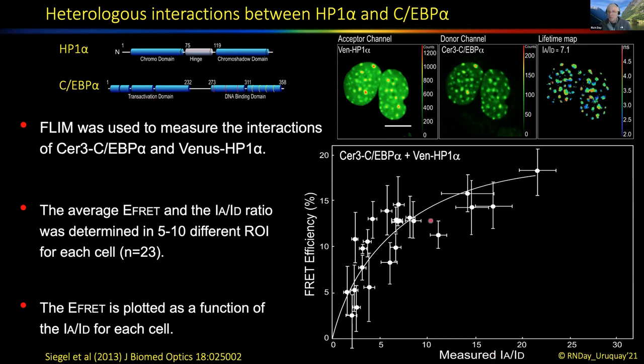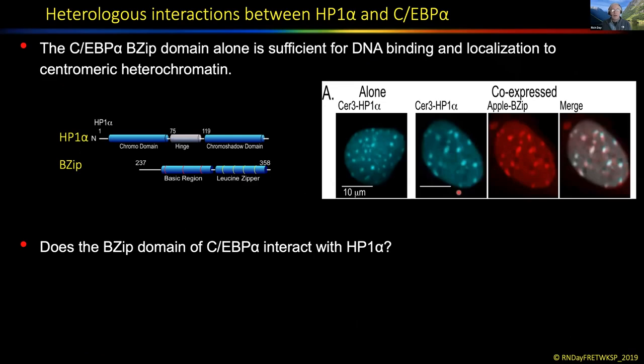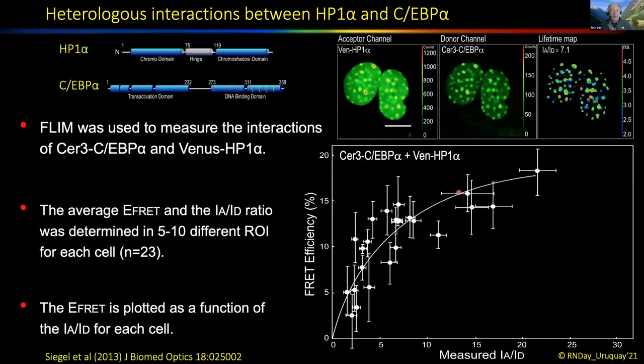And as you can see, we have a FRET between CEBP alpha and HP1 alpha that saturates at a FRET efficiency around 15%. So this is telling us that indeed we are able to measure the interaction between these two proteins using this FRET-FLIM approach. But the beauty of this approach then is that we can begin to change these proteins and ask what's necessary for these interactions. So for example, this was done with the full length CEBP alpha. Remember just the DNA binding domains necessary to get it into heterochromatin.